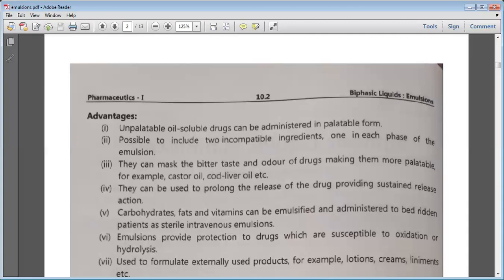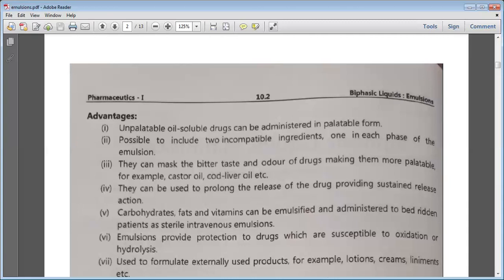The next advantage is that carbohydrates, fats and vitamins can be emulsified and administered to bedridden patients as sterile intravenous emulsions. Some people are bedridden, especially geriatric patients and patients with severe diseases, where these food materials like carbohydrates, fats and vitamins can be emulsified and given by the intravenous route.